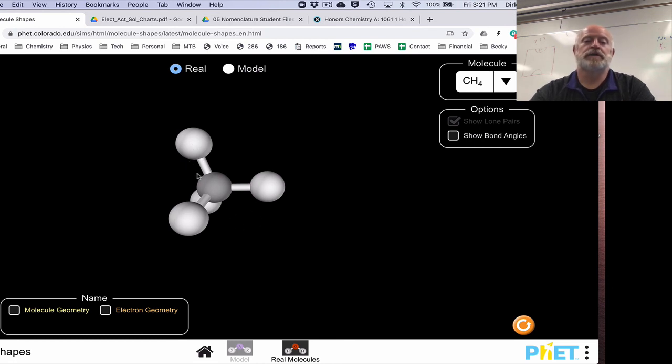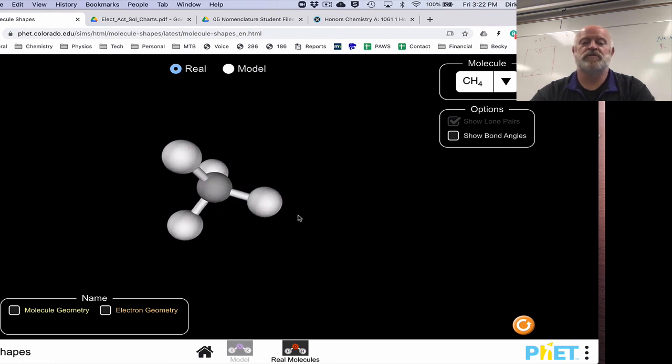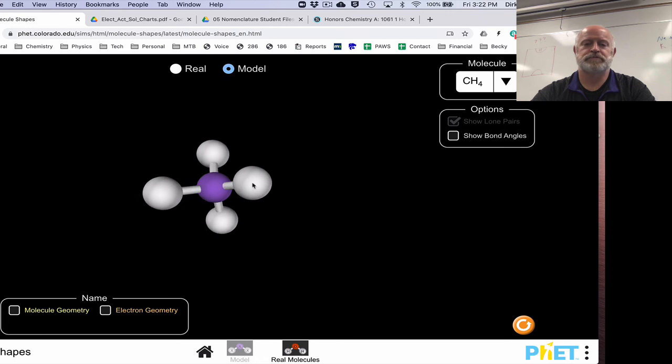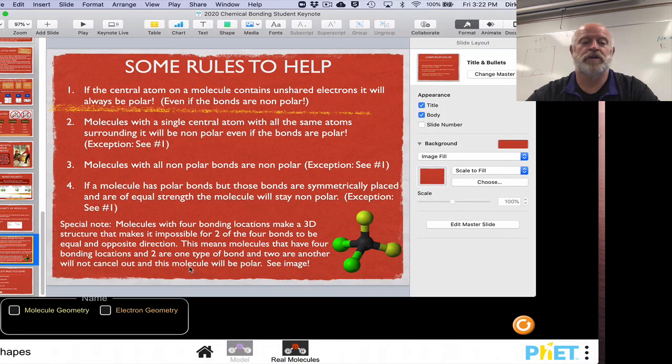Because of that 3-dimensional shape, these things always want to stay an equal distance away from each other as we take a look at this. And as a result, let me go back to this model here. You can't get them symmetrical if you don't have the same elements on the outside of that. All right? So that's one thing we just have to be aware of, that special note. Okay?